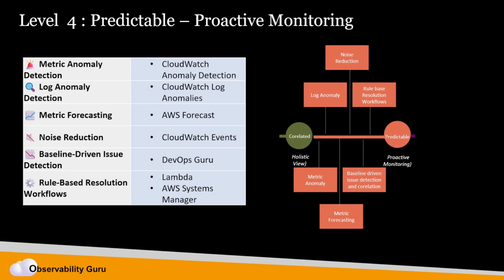So at level 4, what we are typically trying to do is bring in AI. So we want to do metric anomaly detection. Instead of having threshold based predefined alerts, we can develop anomaly based alerts. We can look at anomalies, and that will allow us to be proactive, and we can be predictive as well. And we can look at log anomalies.